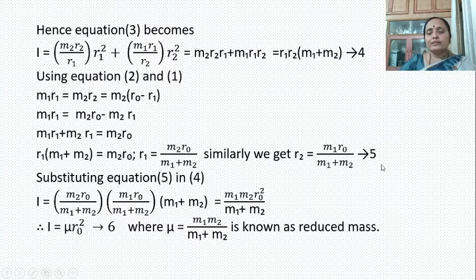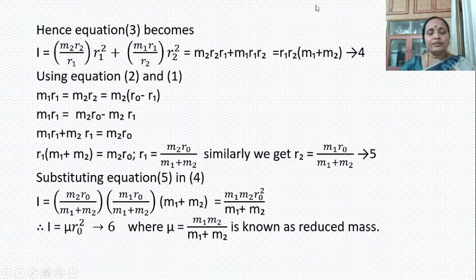Now, substituting this expression for equation 5 in expression 4, instead of R1 and R2 I am going to write down these expressions, which will get simplified as M1 M2 by (M1 + M2) into R0 square. This constant I am going to express by mu, and that is known as the reduced mass.